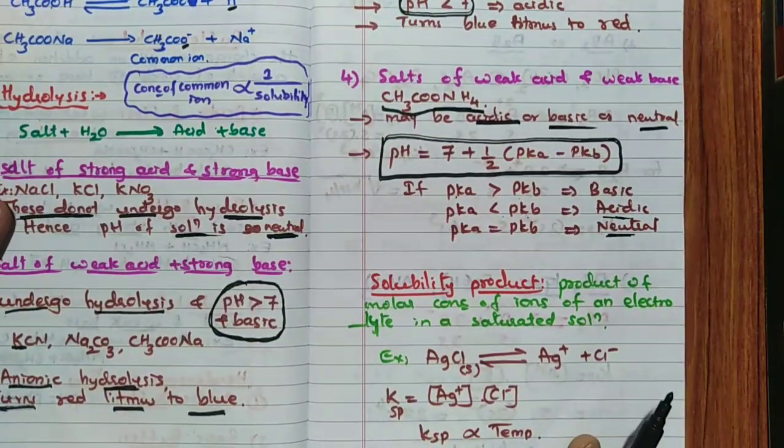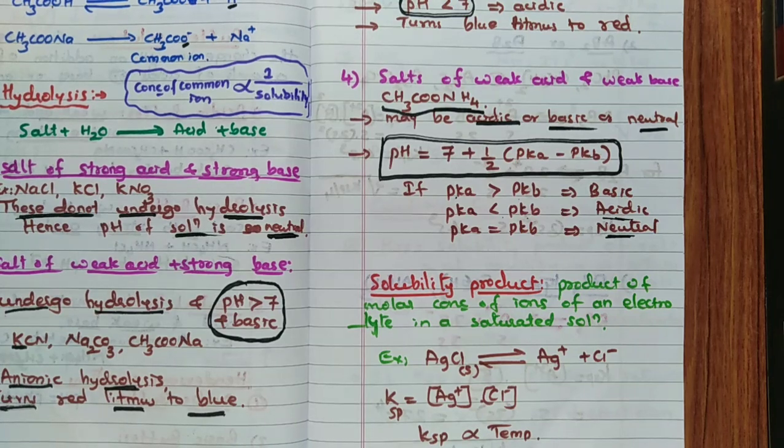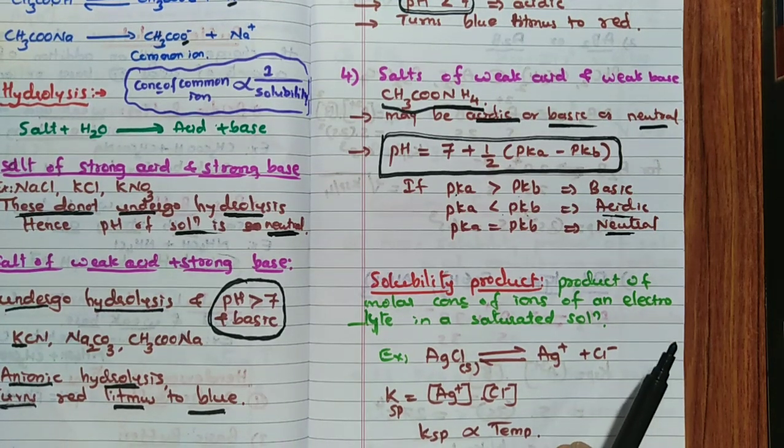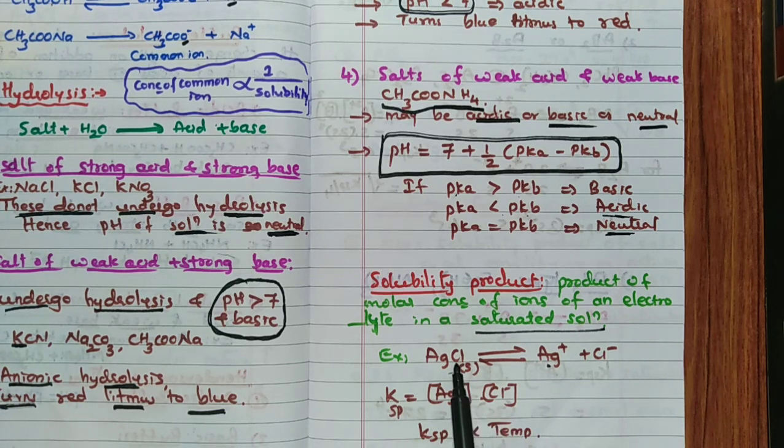Finally, solubility product. Solubility product is nothing but the product of the molar concentration of the ions of an electrolyte in the saturated solution, maybe a weak electrolyte. Like AgCl, Ag plus and Cl minus are formed. So Ksp I can write as Ag plus into Cl minus. Divided by AgCl I cannot write because it is solid. Already in chemical equilibrium I told you, for pure solid and liquid we consider unity concentration. Hence Ag plus into Cl minus gives Ksp.